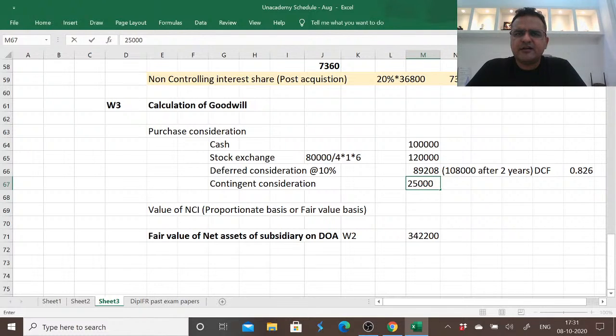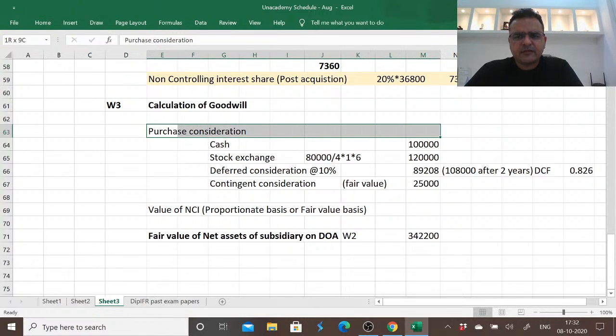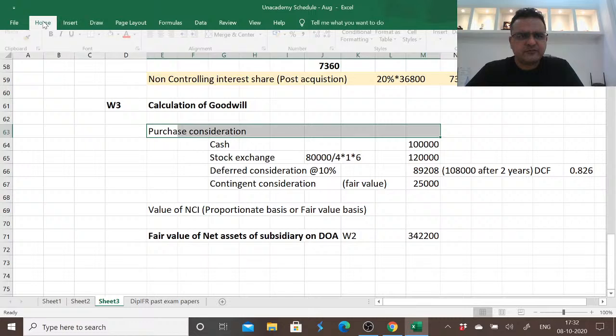Now, as I mentioned earlier as well, in Ind AS, whatever we are measuring at fair value model, fair value less cost to sell, fair value through P&L, fair value through OCI, we are required to remeasure it on each reporting date. So in case of this contingent consideration which is being measured at fair value, we should remember to include the fair value of contingent consideration on the reporting date as well. We are doing this fair valuation on the date of acquisition. Purchase consideration on the date of acquisition.